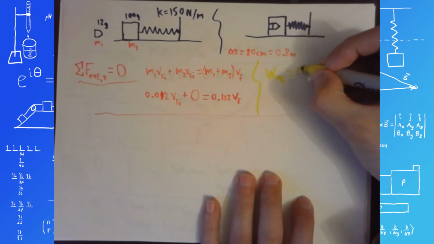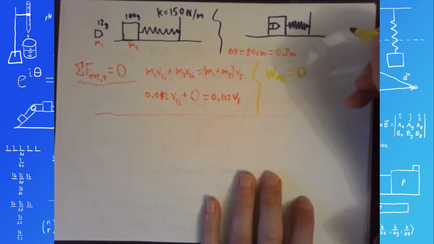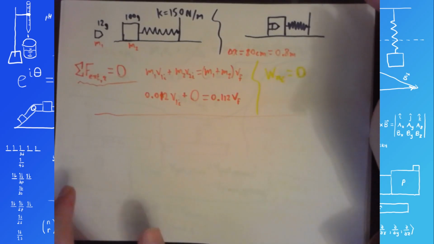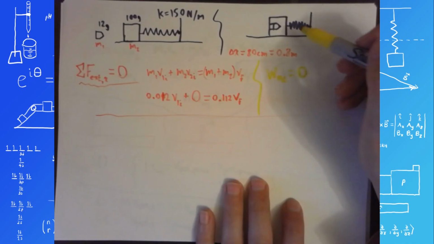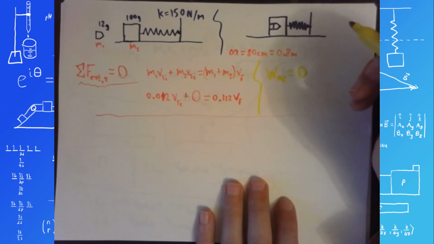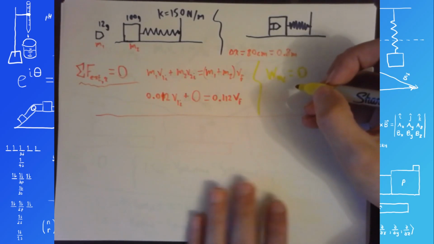So yes, our non-conservative work is 0, which means we can apply conservation of mechanical energy. Mechanical energy before spring compression equals mechanical energy after spring compression.